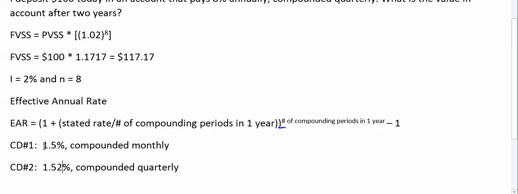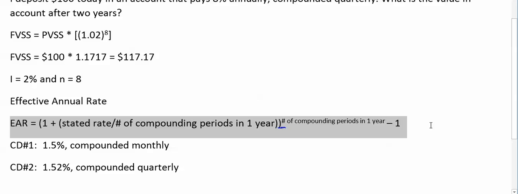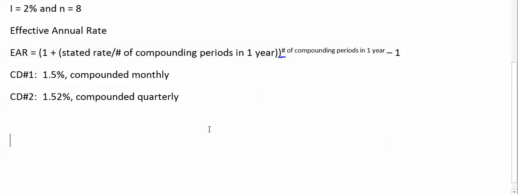Because these have different compounding periods, months versus quarters, I cannot do a straight comparison and say CD2 has the higher stated rate, 1.52, compared to CD1, which therefore CD2 is better. I have to equalize the two. The fact that one pays interest quarterly, another pays interest monthly, and they have different stated rates. To equalize the two and give them a fair comparison, I have to calculate the effective annual rate. So I'm going to do that for both of them.